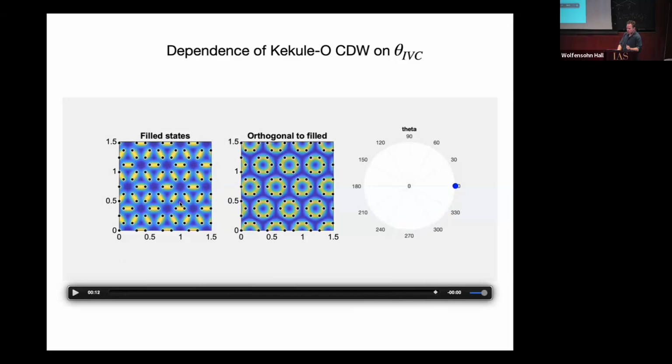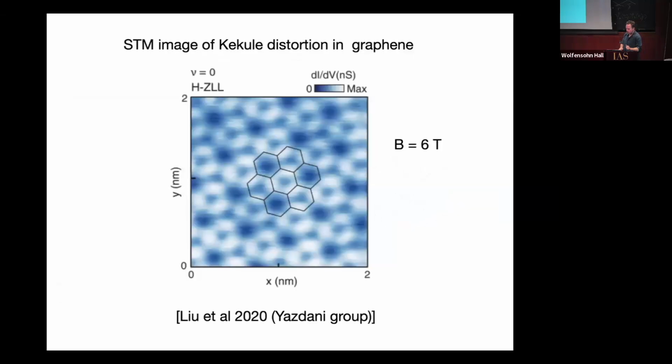Okay, so let's compare that to an experiment now. This is an experiment down at Princeton, actually. So the system that's being looked at here is graphene at charge neutrality. It turns out if you just look at graphene at charge neutrality, there is no spontaneous symmetry breaking. But there's various ways you can enhance the interactions to drive symmetry breaking. So for example, adding a moiré potential. Here, in this experiment, what was done to increase the interactions was actually to turn on a magnetic field.